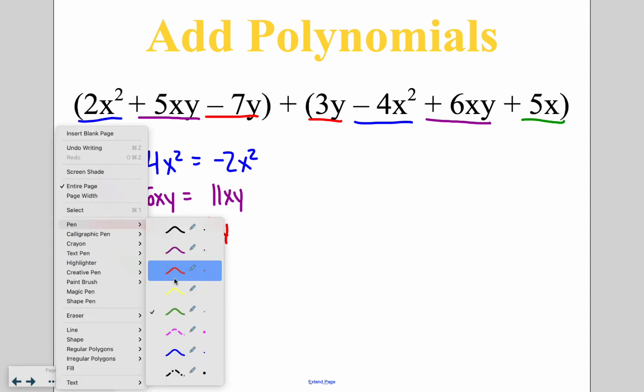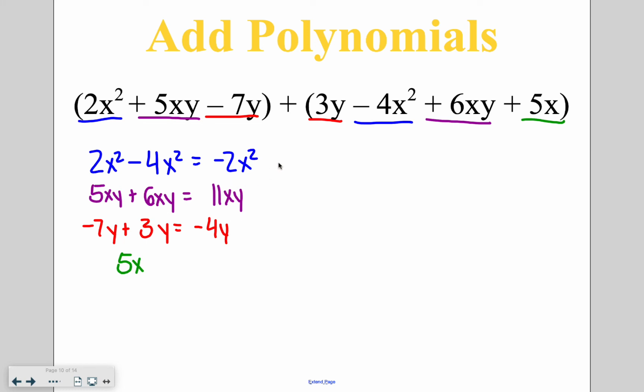Now I need to make sure that I am writing this in standard form. So I'm going to look at my degrees, and I've got 2, 2, 1, and 1. So when you put this in order, I'm going to have negative 2x squared plus 11xy minus 4y plus 5x.